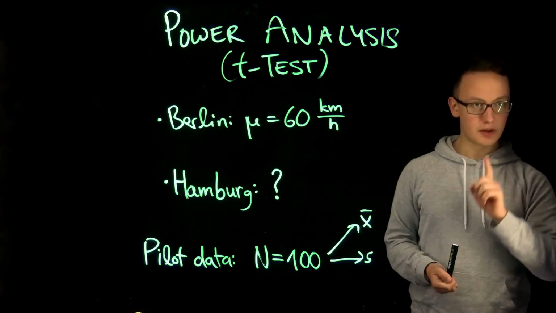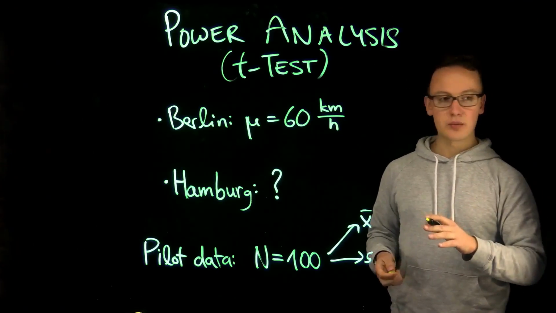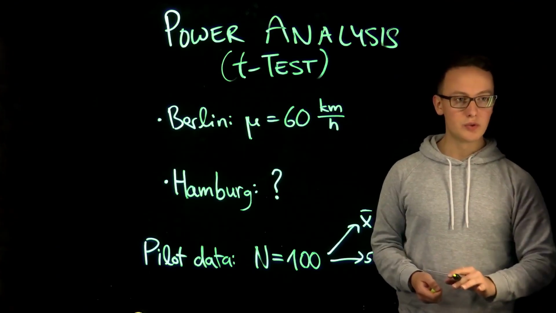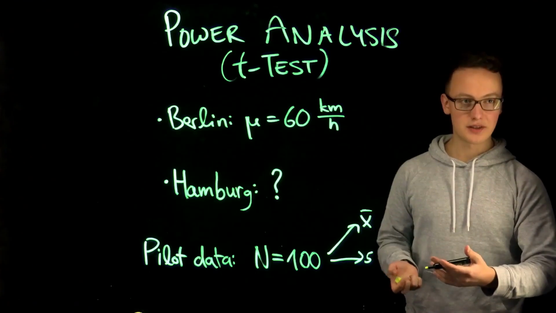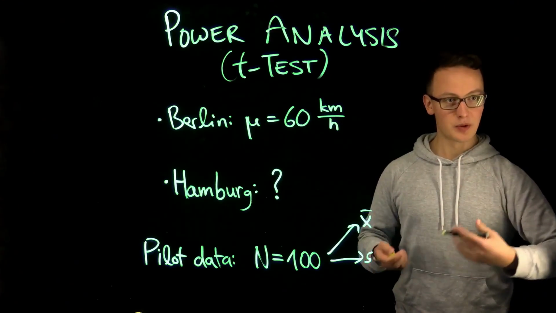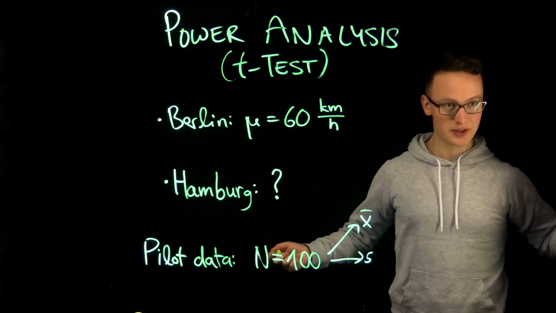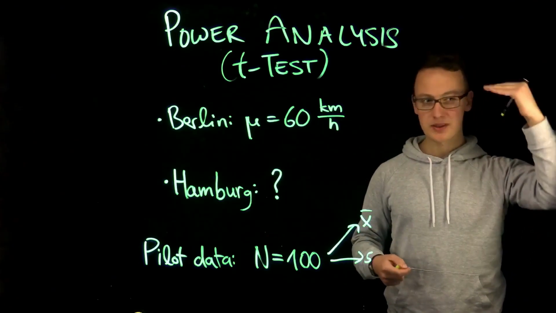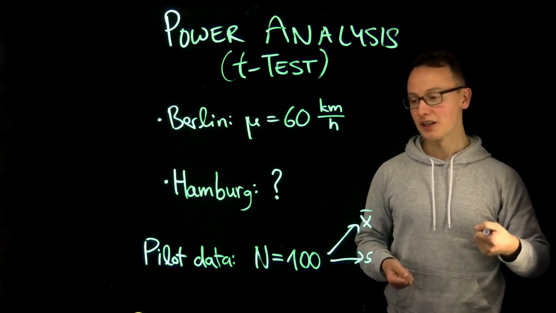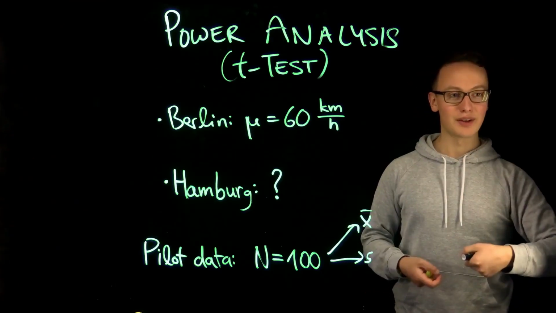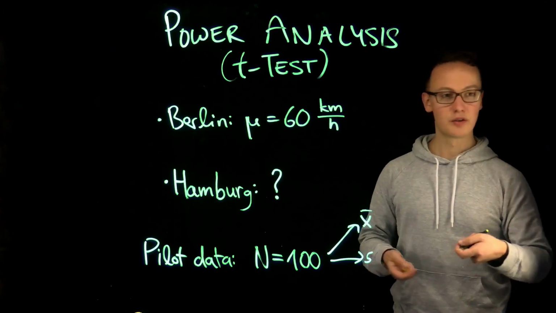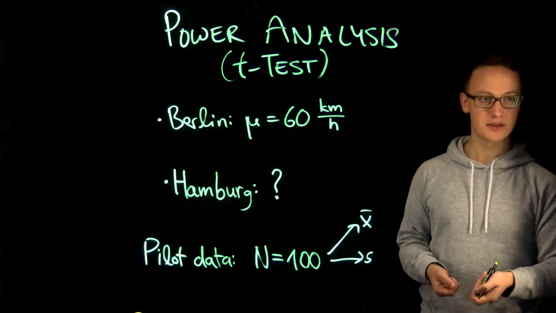And now the question we are asking is, given that we have these estimates, can we use them in order to conduct a power analysis, a prospective power analysis for an experiment that we want to do with a bigger sample size, in order to see what kind of sample size we actually need of cars whose speed we have to check while they enter Hamburg, in order to have a satisfactory likelihood that we in fact will find a true difference if it really exists.